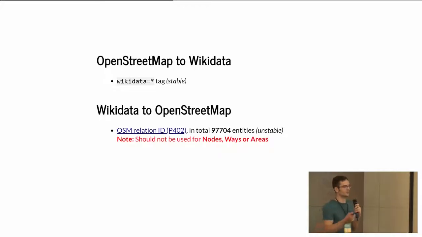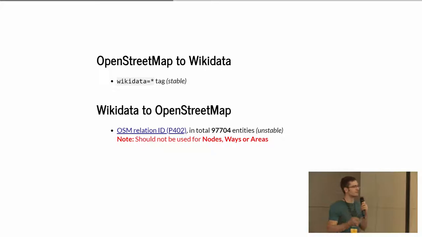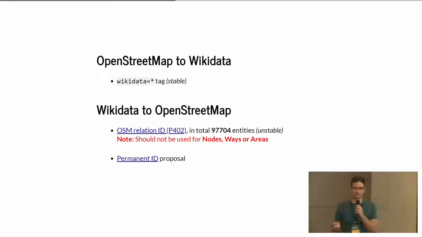So in Wikidata, you have the so-called OSM relation ID, which has in total almost 100,000 entities. Then you know, as in OpenStreetMap, the IDs can change. If you use a node, it can become a way, it can become a relation, and even relations can become other things. So it's actually not so stable. Especially it's important that you don't use nodes or ways or areas in this field. There has been a proposal for a permanent ID in Wikidata, but it's still on the way to be developed.